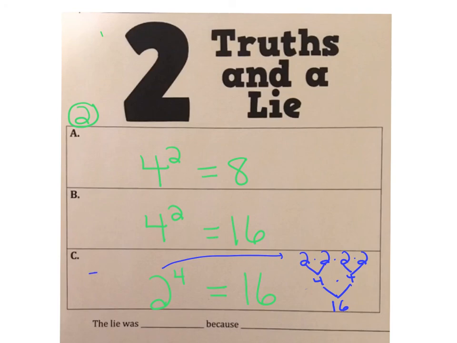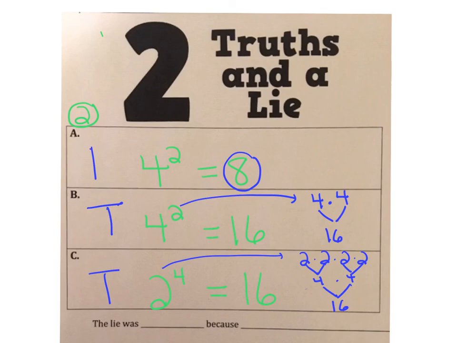So this is true. The next one is 4 squared, which is 4 times 4. Well, 4 times 4 is indeed 16, so that one's true. And finally, our top one. Well, clearly 4 squared is not 8. Letter A is false. This concludes the video, two truths and a lie.